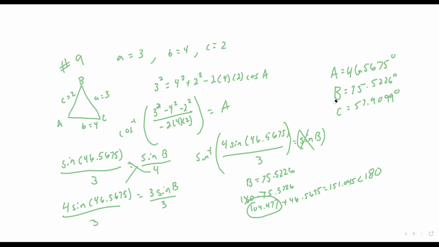So that's the only extra part. So everything we did correctly. We just had to do that one little step right here. So I got 104.477 degrees. And then now I can add these two numbers and subtract it from 180.